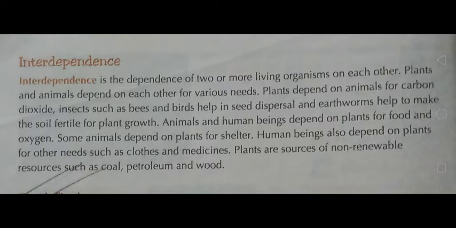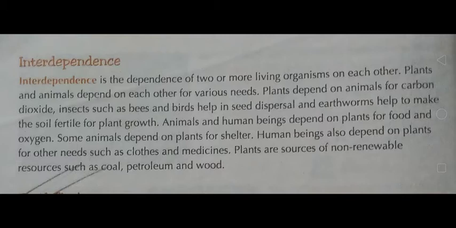So, what is written here is that interdependence is the dependence of two or more living organisms on each other. Plants and animals depend on each other for various needs, such as plants depending on animals for carbon dioxide. As we all know, plants intake carbon dioxide, which they get from animals. Insects such as bees and birds help in seed dispersal, and earthworms help to make the soil fertile for plant growth.